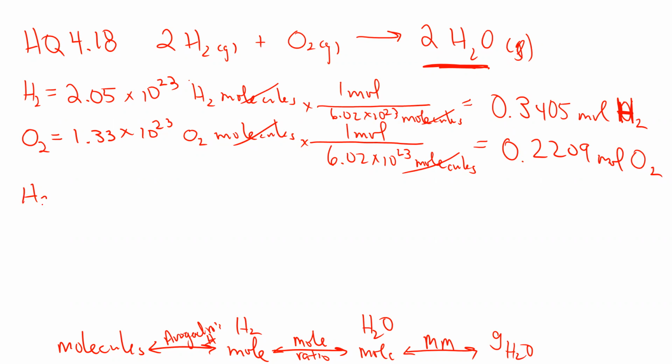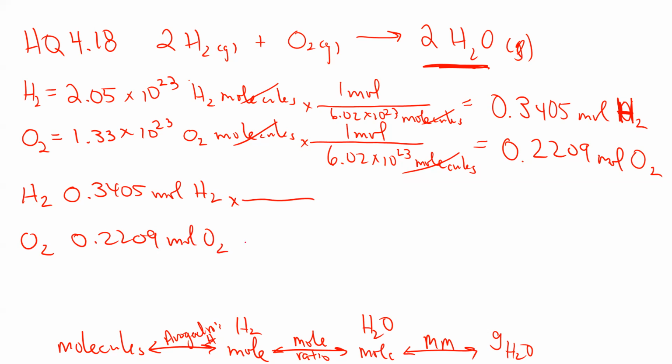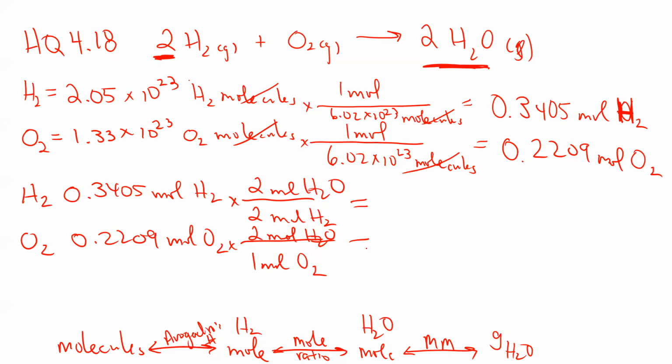So do the calculation for hydrogen, do the calculation for oxygen. 0.3405 moles of hydrogen, 0.2209 moles of oxygen. The balanced chemical equation tells us for every 2 moles of hydrogen, I'm going to make 2 moles of water. For every 1 mole of oxygen, I'm going to make 2 moles of water. So moles of oxygen, moles of hydrogen cancel. Now we're in the same units. Now we can compare those two.